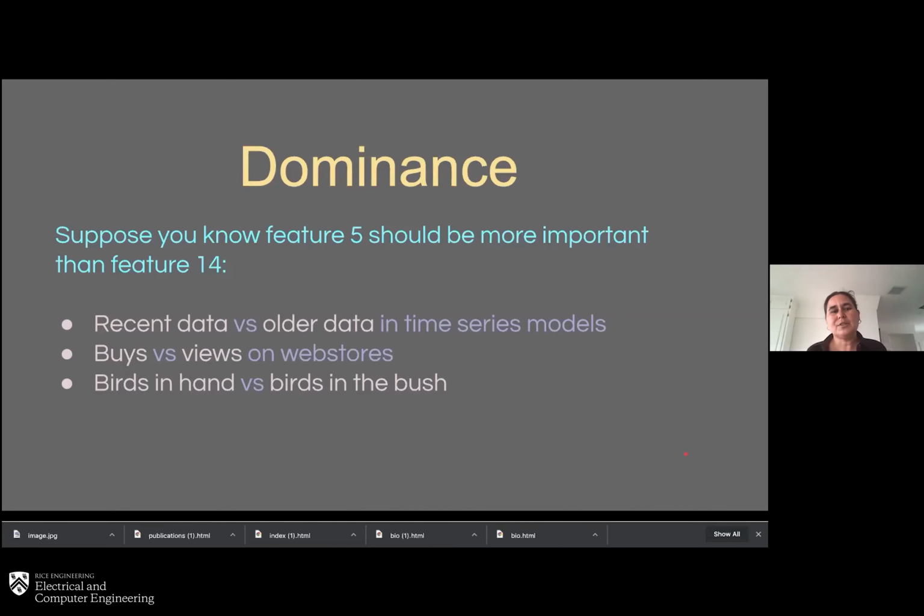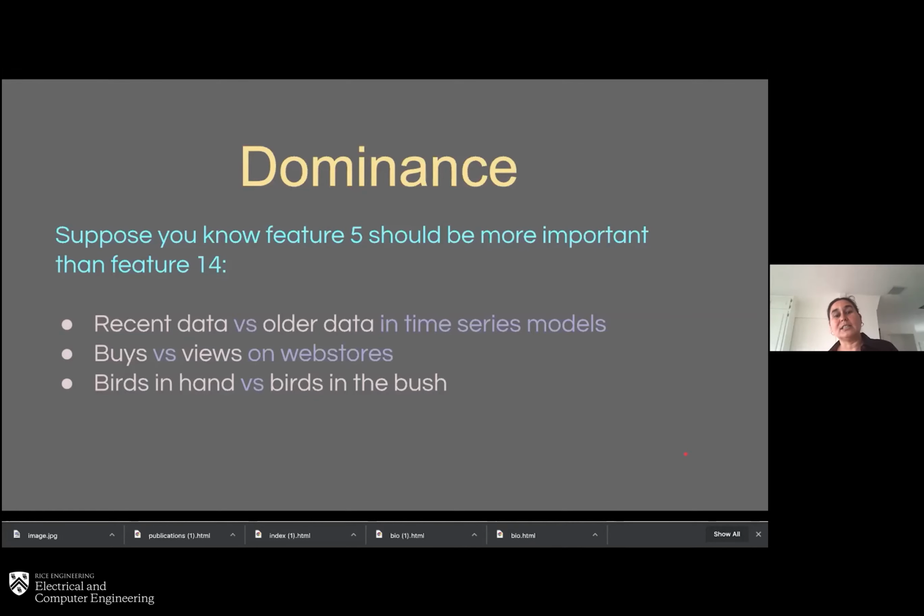Some examples of this that we do a lot is trying to use recent data and saying that the recent data should be more important to the model than older data in time series models. Now, of course, there's cyclical effects where that's not always true, but this is often something you can impose. Similarly, if you've got web stores, there's sometimes different quality of people coming by.